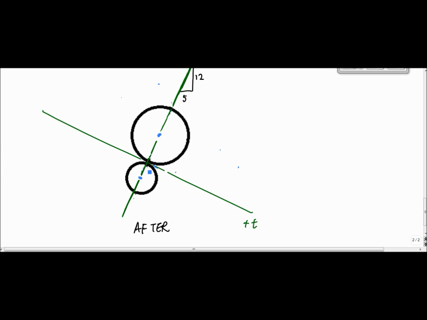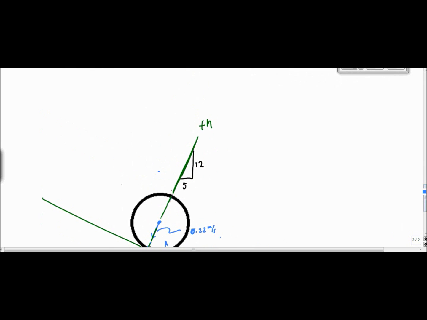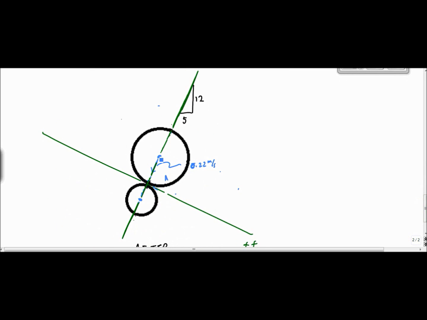For instance, the velocity of particle A after impact in the normal direction is negative 0.22 meters per second, which means that I go this way. It's about right here, and 0.22 meters per second is its magnitude. I don't need to put a negative sign because I've drawn it in the correct orientation, in the negative n direction. The positive n direction is going upwards, and the negative n I've drawn this way.